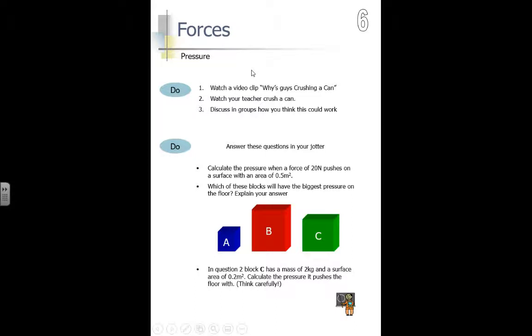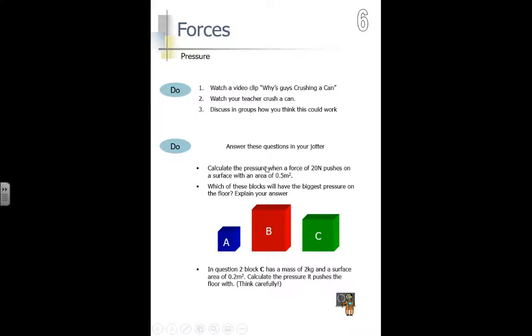So I'll put up a video about crushing a can. The can crush demo is actually really, really cool. You can do it in class where you look at balancing forces and using Bunsen burners to crush a can. It's very cool. In your jotter, I would like you to try and answer these questions.